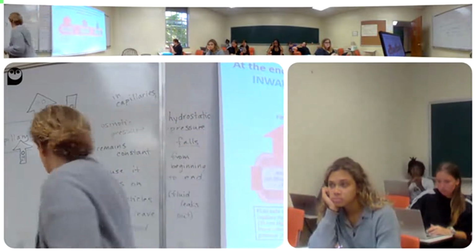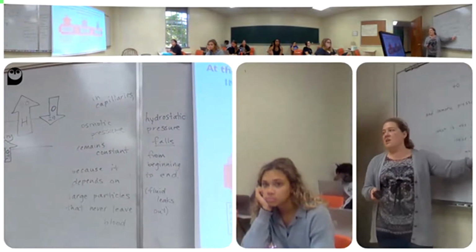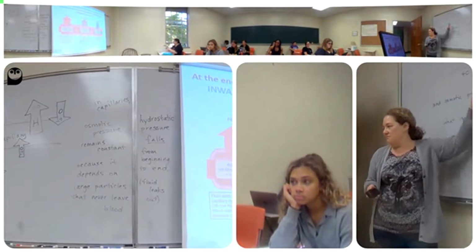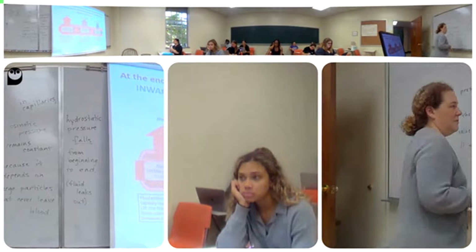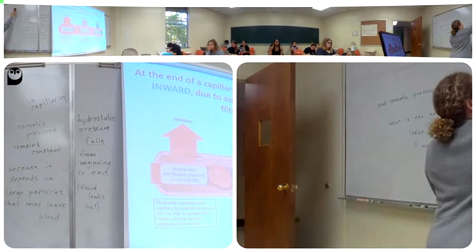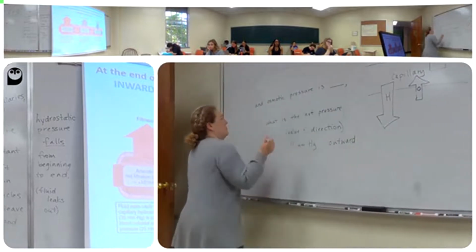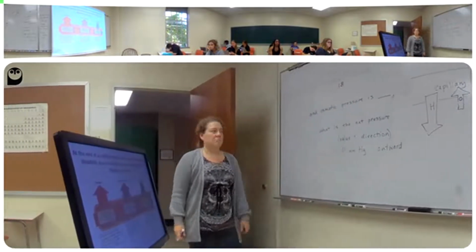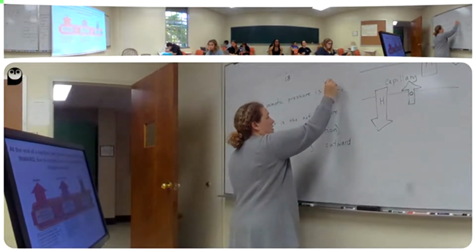So let's do another example. It's outward, so it's out of the blood and into the tissues. And you can make up whatever numbers you feel like to practice these later on. Okay, let's say the hydrostatic pressure is 18 because the person is hemorrhaging. They have really low blood pressure for some reason, and their osmotic pressure is 25.